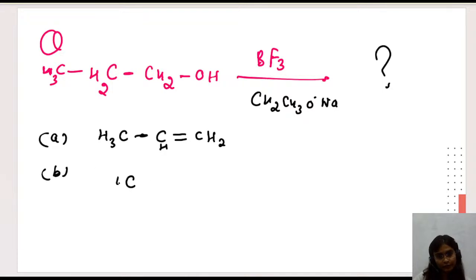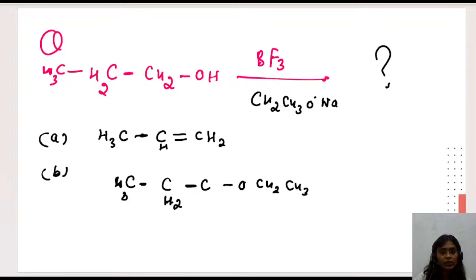Option B, it is CH3 and CH2 with an OCH2CH3 group connected. So there are two possibilities. Between A and B, which one are you going to follow and why? Is option A correct or option B correct? What is the correct answer for this question?